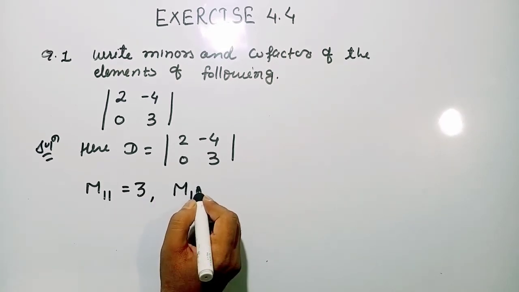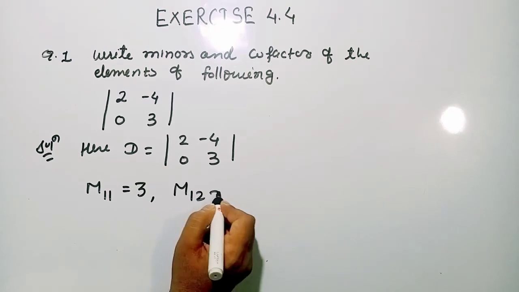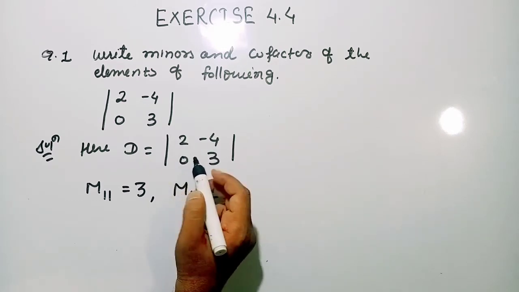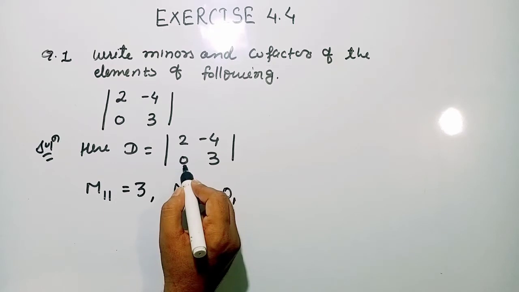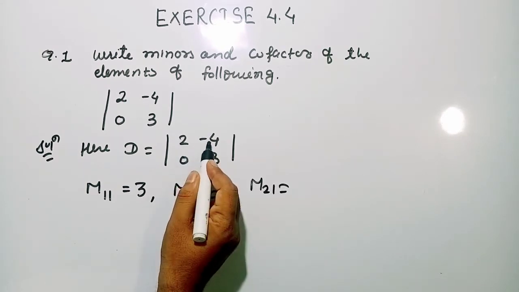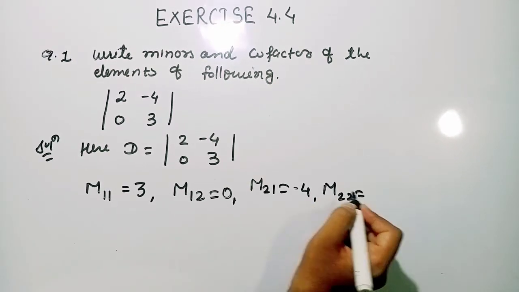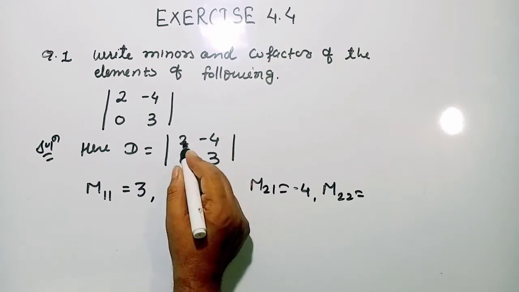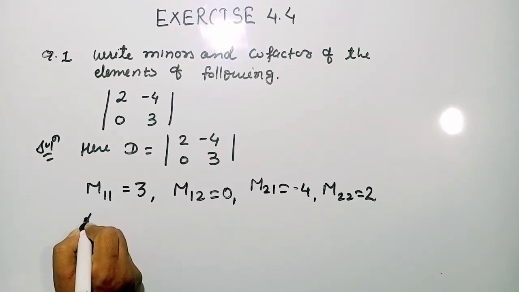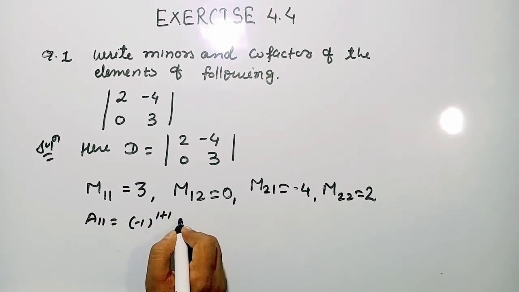We want to find out M12. So deleting the element of first row and second column, we are getting 0. Next we can find out M21, deleting the element of second row and first column, so we are getting -4. Okay, now M22, deleting the element of second row and second column, so we are getting 2. Okay students, in this way you can find out the minors of a 2 by 2 determinant. Now cofactor of A11, -1 to the power 1 plus 1 into M11.